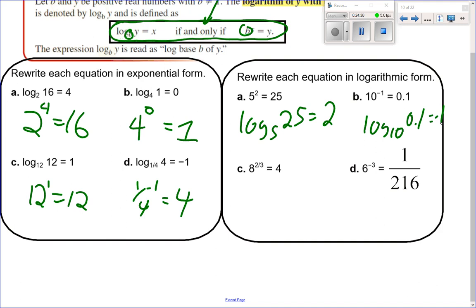15 seconds, do C and D. C, log base 4 equals 2/3. Actually, I did that one earlier in the notes. Letter D, log base of something equals -3.